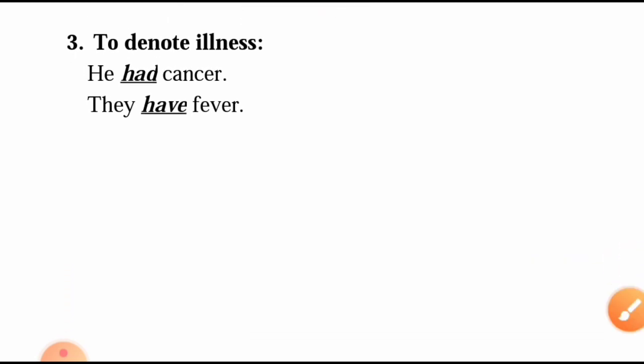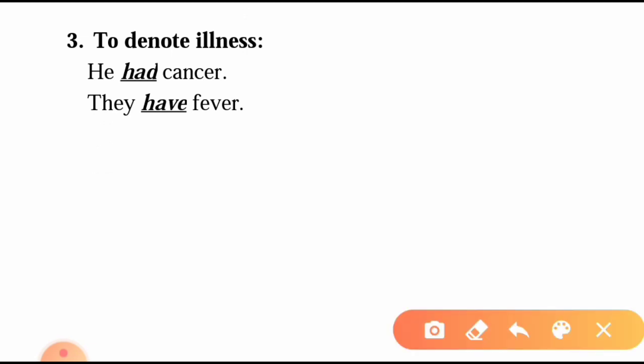And the last is to denote illness. If you have an illness and you want to denote that, you have to use verb to have. See the couple of examples here. He had cancer. So cancer, it is a kind of illness or disease which he had. So to denote the illness, we have to use verb to have.